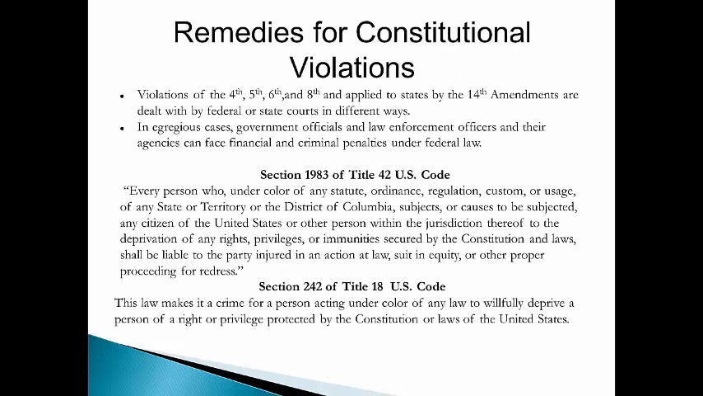A Reconstruction-era law under congressional power to enforce the 14th Amendment is Section 1983 of the U.S. Code. This makes state and local officials liable for damage lawsuits if those officials illegally act to deprive individuals of their rights under the Constitution and laws, both federal and state. A matching law under Section 242, Title 18, allows the federal government to file criminal charges against state or local officials that purposefully violate an individual's federal constitutional or statutory rights.